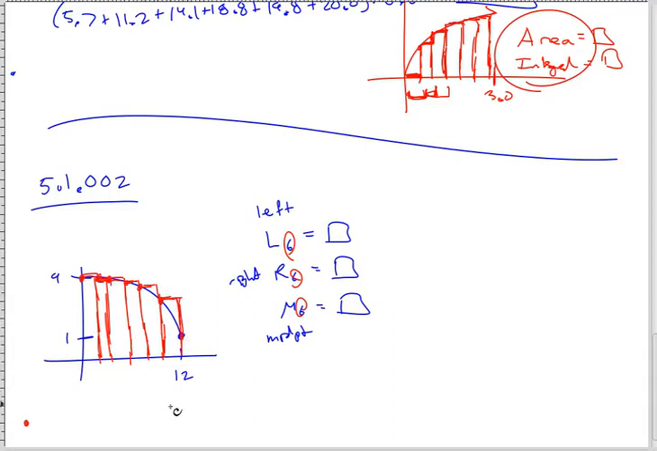I want to add up their heights. I'm going to multiply by the distance between there. And if you take that 12 divided by 6, you'll see that there's a 2 distance, a 2 width for each of those. And there we go.